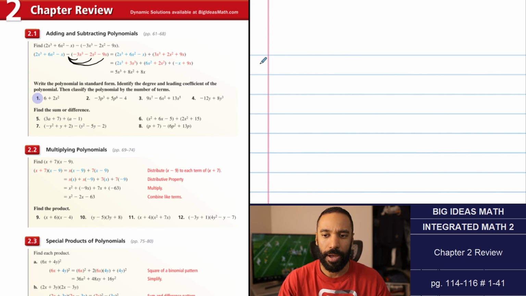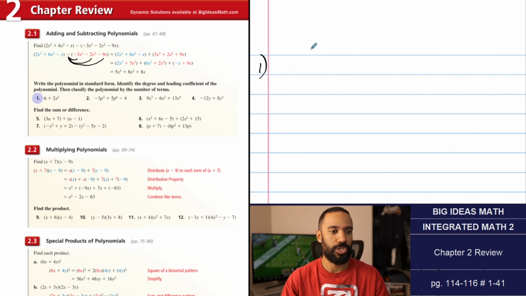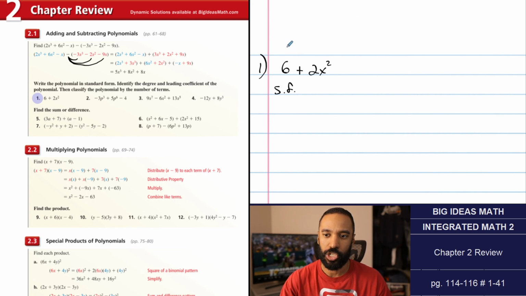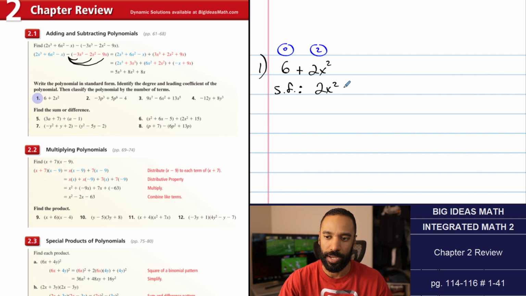So let's look at the problem set that they have for us. We are going to rewrite the polynomial in standard form, 6 plus 2x squared. Its standard form takes the degree of each term, a constant is degree 0, and a quadratic is degree 2, and rewrite them so that it is highest degree to lowest degree, 2x squared plus 6. That's our first thing asked.